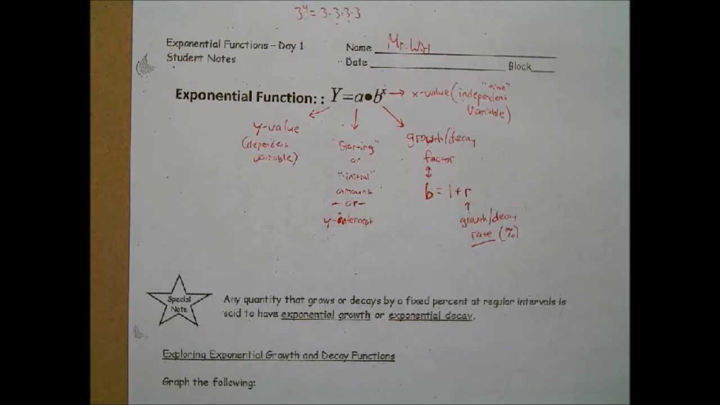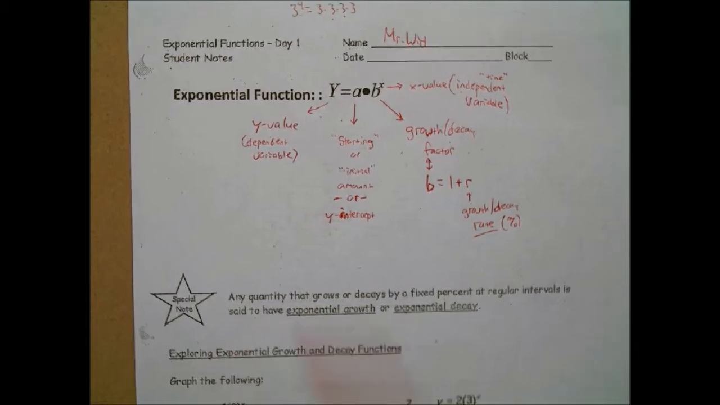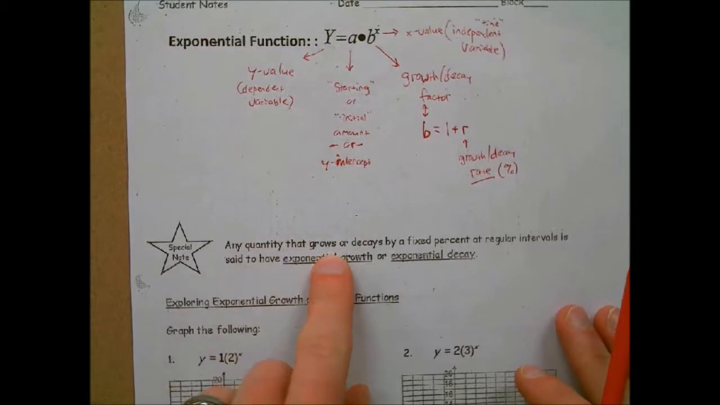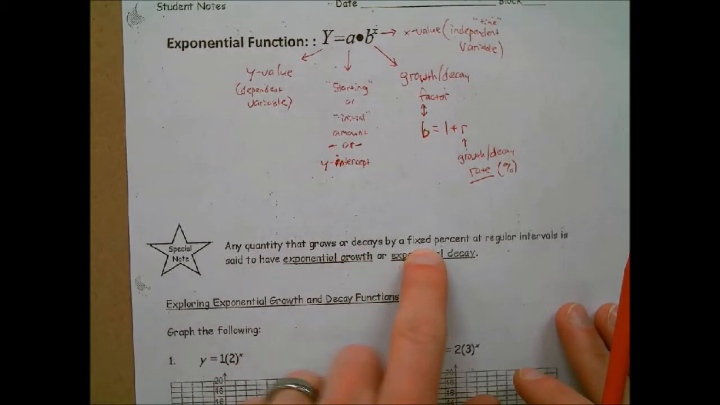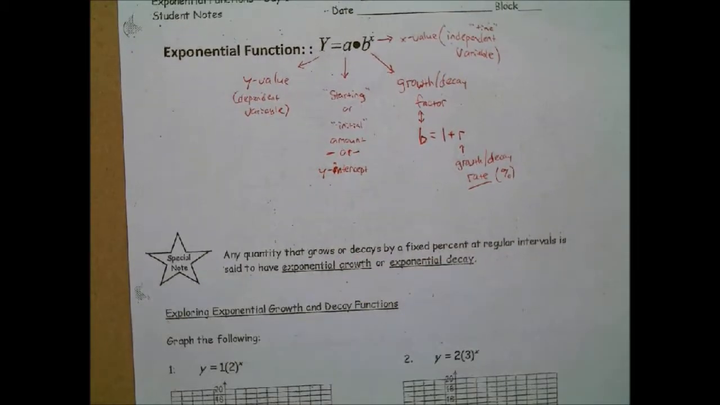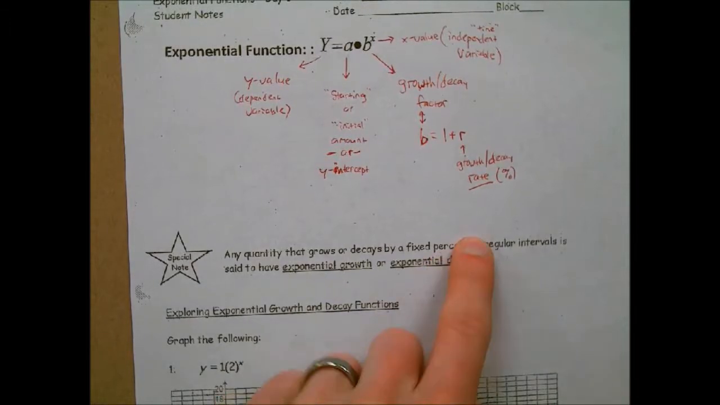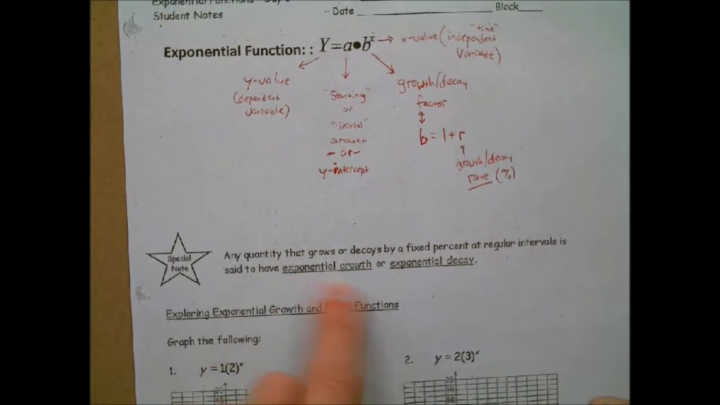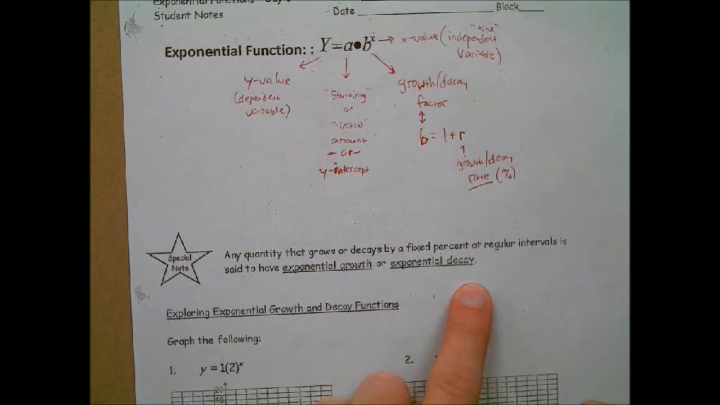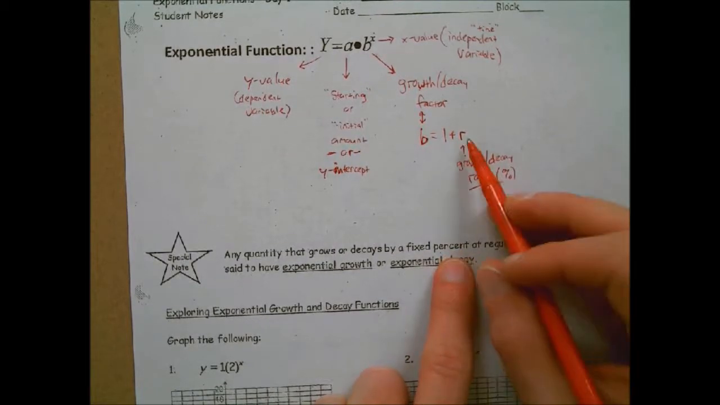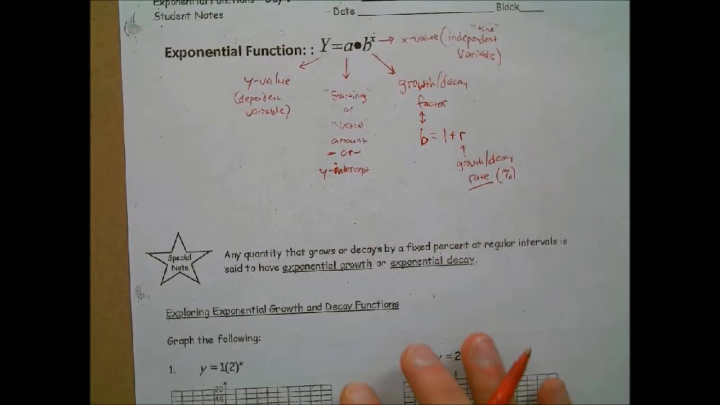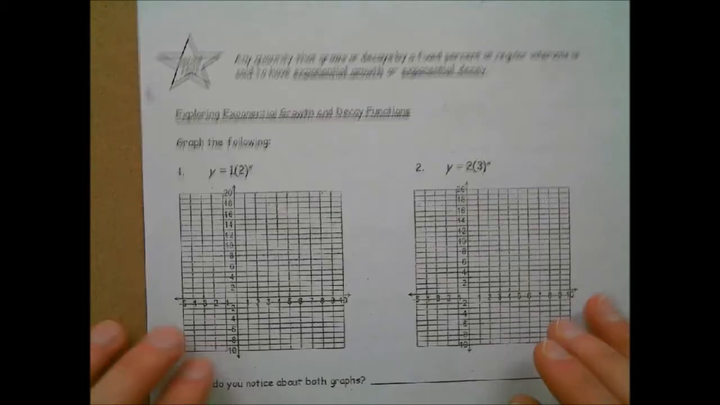So the special note underneath here, it says, any quantity that grows or decays by a fixed percent, that means an unchanging percent, at regular intervals is said to have exponential growth or exponential decay. Okay, so that's where that R comes in. And again, we'll see more of that showing up here in a little bit. We don't have to worry about it too much right now, but as we go, we'll see more of that show up. So let's just try and focus on graphing right now.